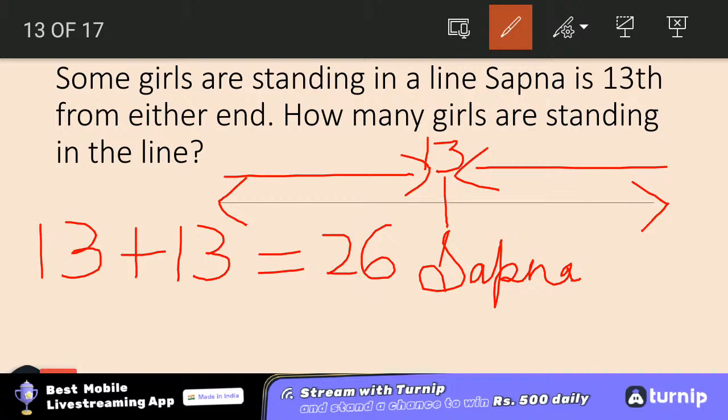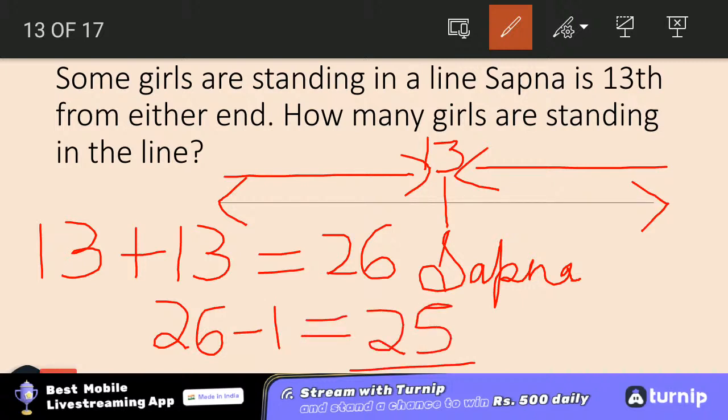26. बट अभी हमने ऐसा क्वेश्चन स्टार्टिंग में डिस्कस किए क्योंकि हम सपना की रैंक की 2 बार बात कर रहे हैं. We will subtract 1. So how many students are standing in a line? There are 25 girls which are standing in the line.